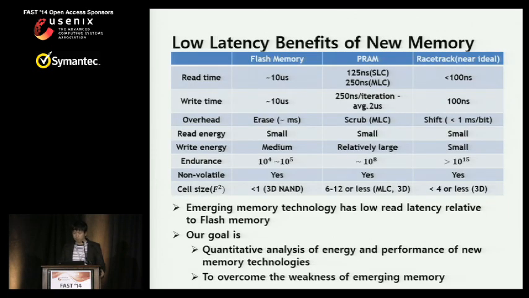So in my study, I tried to reduce this overhead by modifying the storage structure, applying the new memory. Instead of using flash memory, which has very long access latency, I tried to use the racetrack, which is one of the candidates of near ideal memory. And by applying this memory, I try to quantitatively analyze the energy and performance of the graph computation.